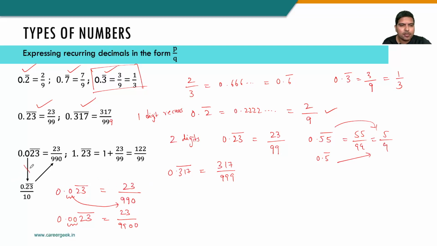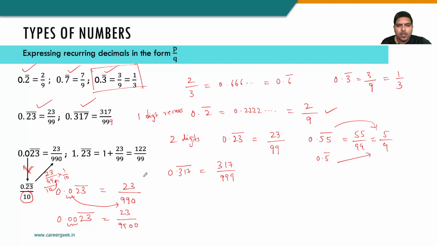Why? Because of this, 0.023 bar is 0.23 bar divided by 10, and we know 0.23 bar is 23 upon 99 divided by 10. So this 10 will go as 1 upon 10, basically the reciprocal, so 23 upon 990.